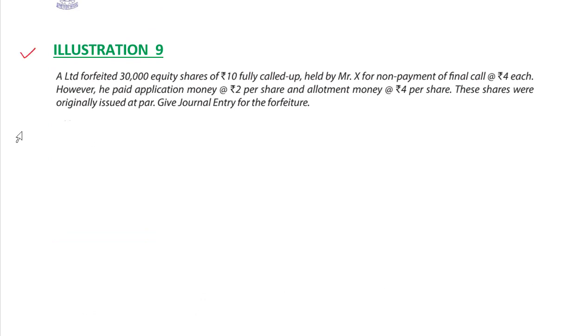Illustration 9. A Limited forfeits 30,000 equity shares of 10 each called up held by Mr. X for non-payment of final call of rupees 4 each. However, he paid application money 2 per share and allotment money 4 per share, that is 6 per share; the 4 rupees he has not paid. These shares were originally issued at par. Give journal entries for the forfeiture.